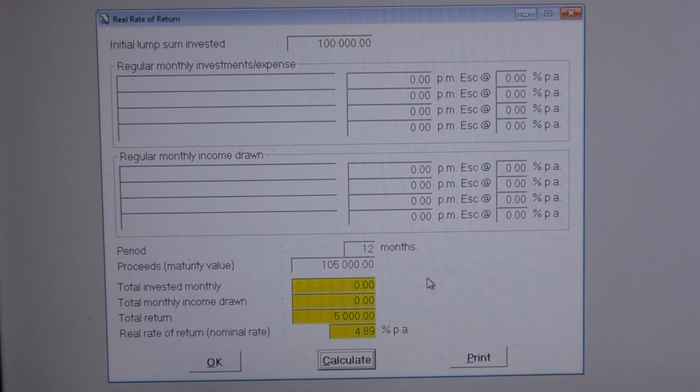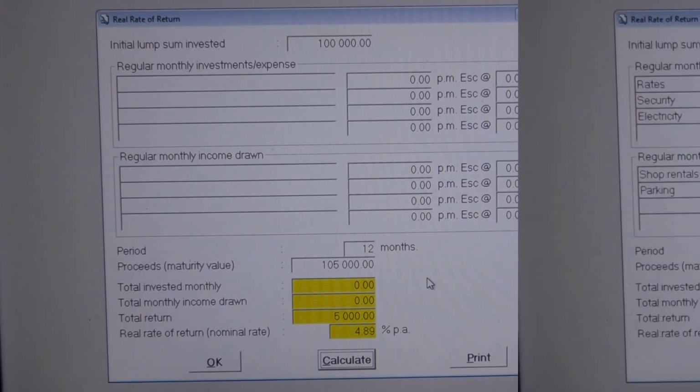The fund claims a growth rate of 10%, while you say it looks more like 5%. The fund took your 100,000, paid costs and commissions of 5,000 and invested 95,000. After 1 year, they paid you 105,000, which they say is just over 10% return. You say you gave them 100,000 and they gave you back 105,000 a year later. That's 5%, right? The program shows a real rate of return, nominal rate of 4.89%.